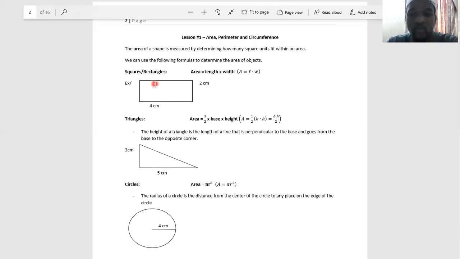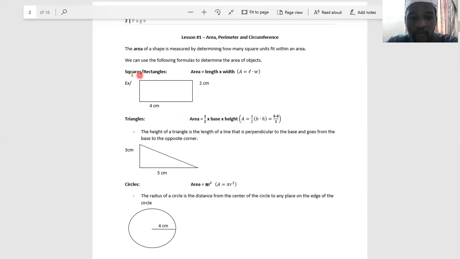To start with, the area for a square and rectangle is given by the formula area equals length multiplied by width. Some textbooks will say length multiplied by breadth, it's one and the same thing. What is the length? The length is the longest side of the shape you're given, and the breadth is the shortest side. In this case, our length will be this side because it's 4 centimeters, and our breadth will be this side since it's 2 centimeters.